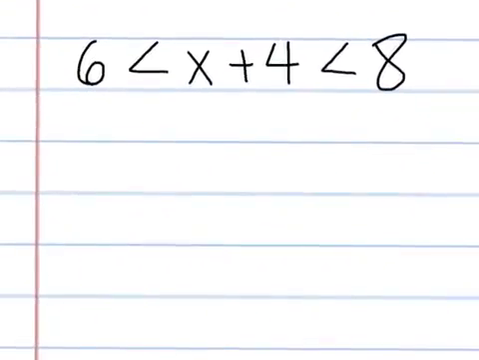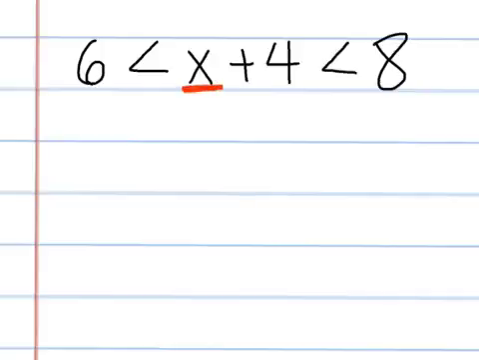Okay, example number 3. This time we have 2 inequality signs. The only difference between doing this and the one with 1 inequality sign is we're just going to do the same thing to each part of it. On the other ones we were doing it to the left and the right side. This time we're going to start with the middle. What we do to the middle, we're going to do to the right and the left.